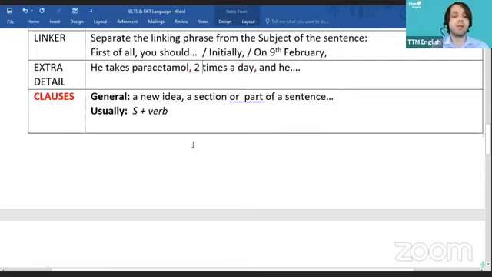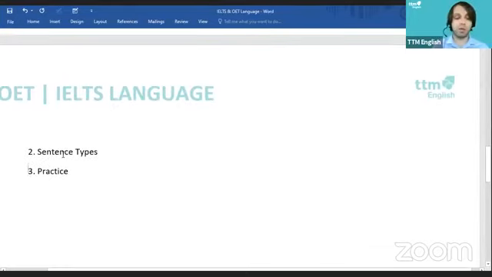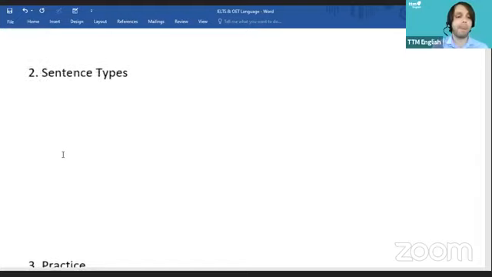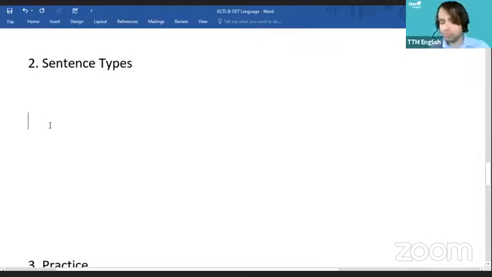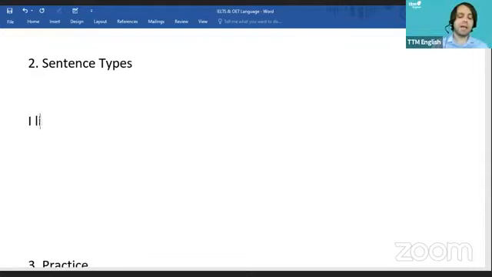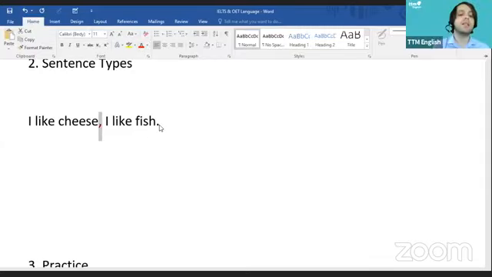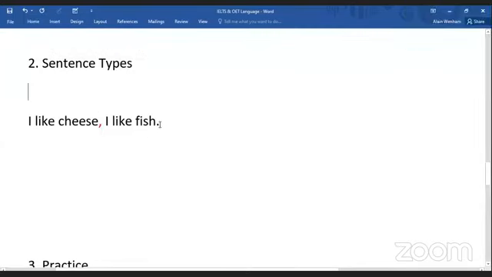So let's start with trying to understand how this works, okay? So in order to explain how to use clauses and commas correctly, we've got to talk about what? It's on my screen. Sentence type. Right? So imagine I say, I like cheese. I like fish. I do like cheese. I do like fish. Is that a correct use of a comma, everyone? No. I think we can all say that it's not. This is called a comma splice.